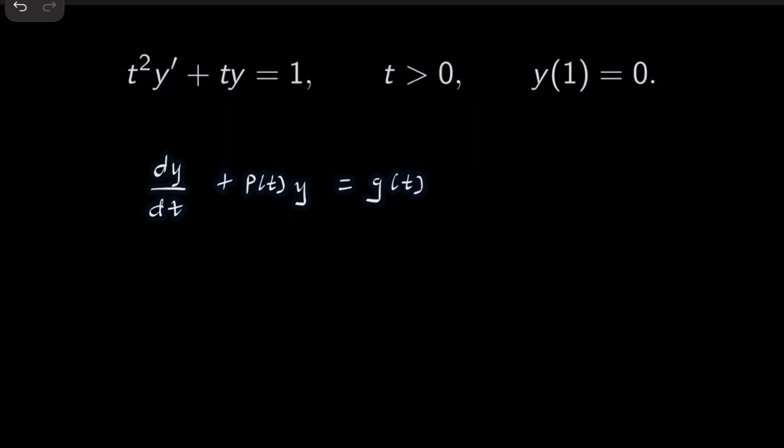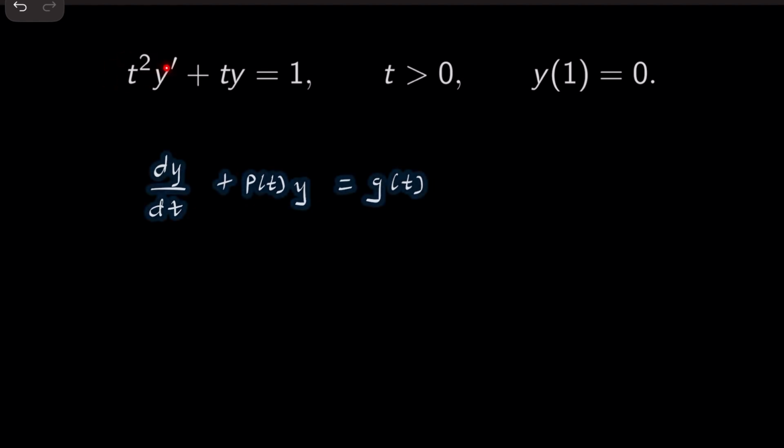With our second question, we have to find the solution of the IVP t squared y prime plus t times y is equal to 1, where t is greater than 0 and the initial condition is given as y(1) equal to 0. And so our first step is to compare our given differential equation to the standard form of the first order linear differential equation. We must have the coefficient to be 1, but here we have the coefficient to be t squared.